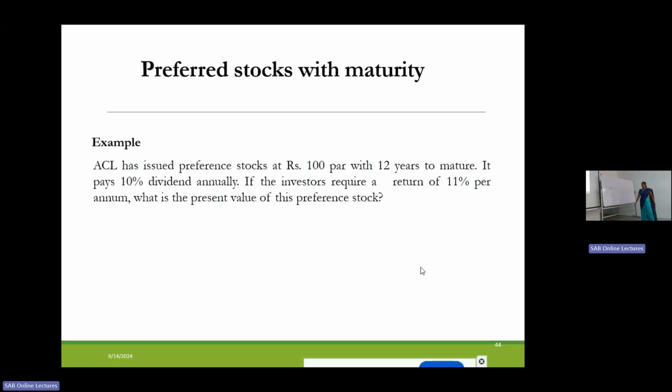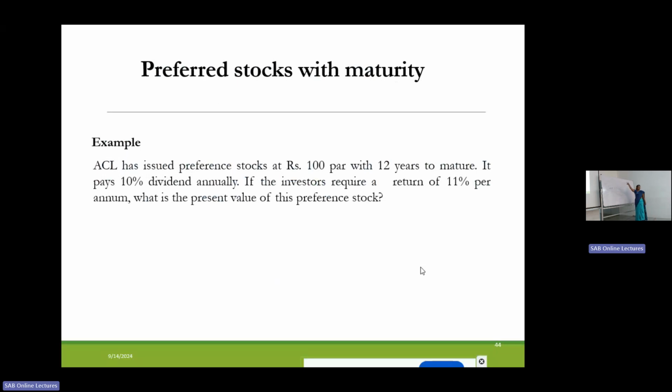So it's an annuity. Then you have to calculate the present value of this annuity. You know the annuity factor formula: 1 minus (1 plus r) to the power minus n, divided by r. So what is the r? The investor's required rate of return.